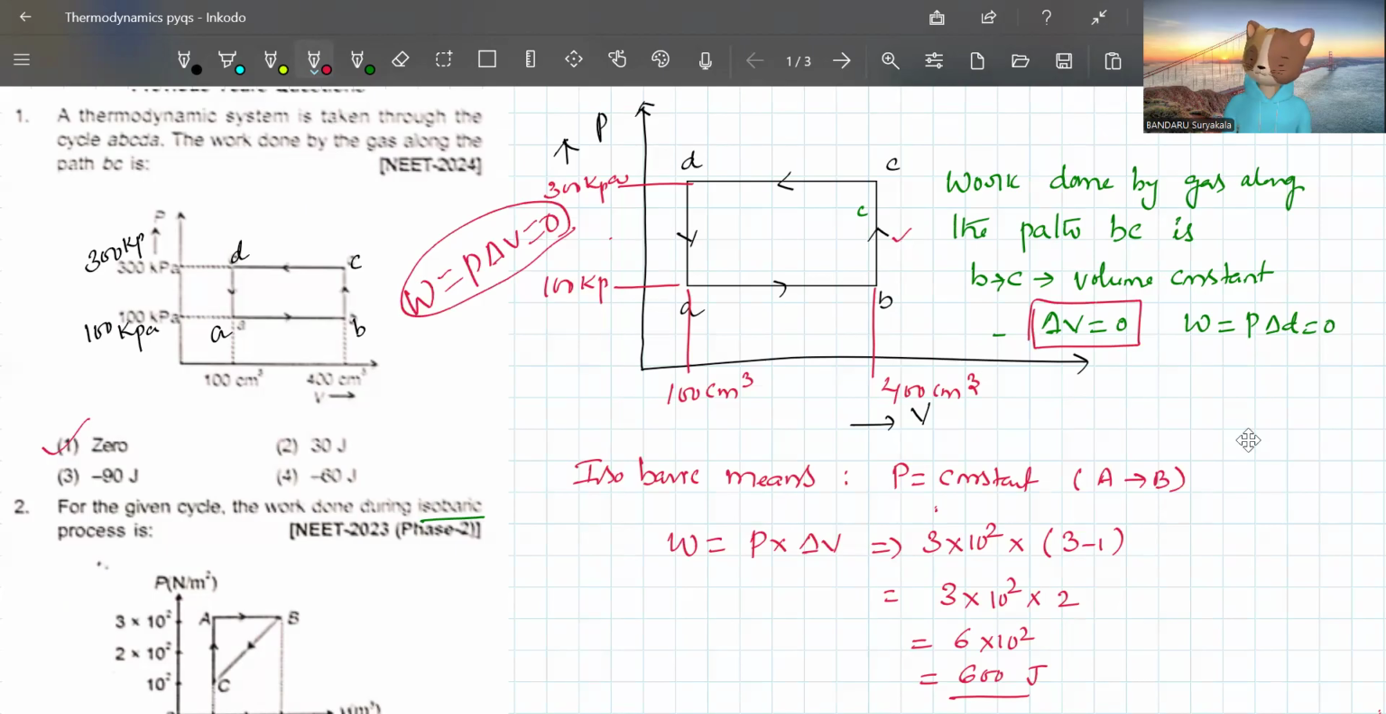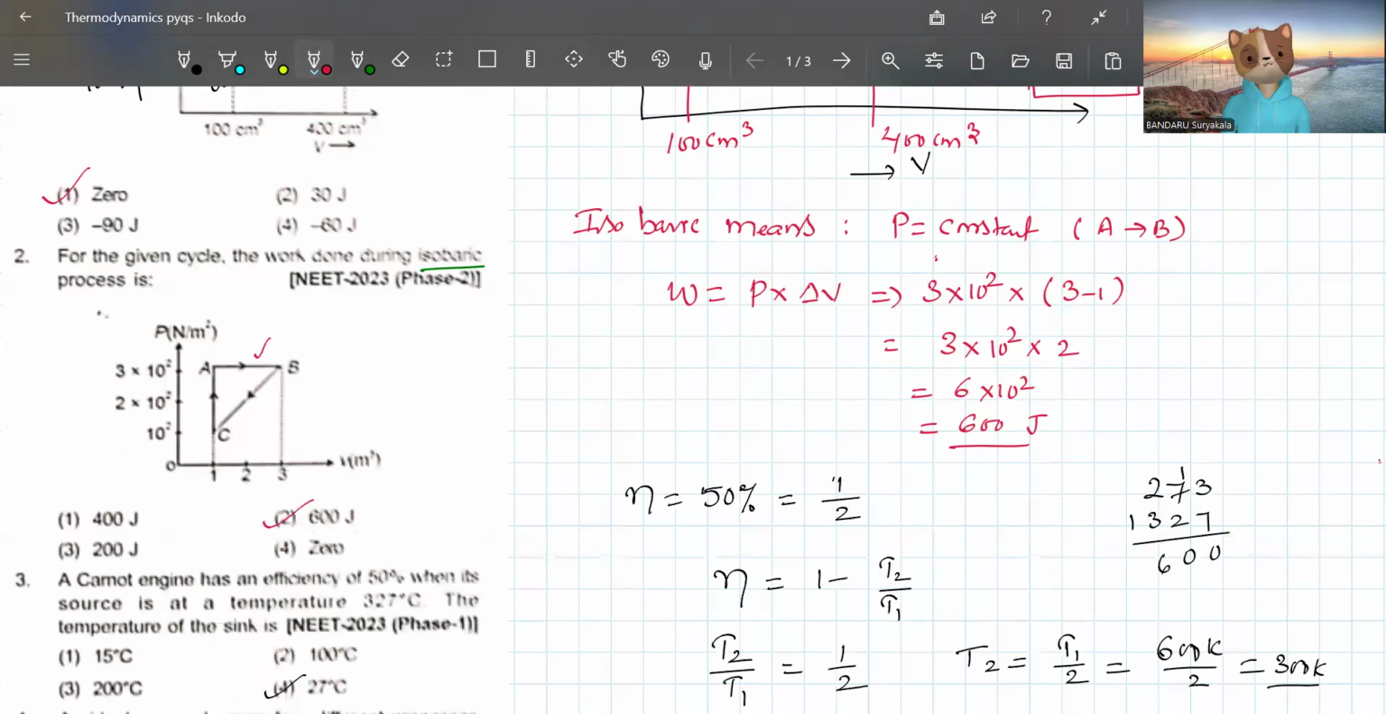Okay, now see the second problem. For a given system, they ask the work done during the isobaric process. Isobaric process means pressure constant. This is the process A to B. Pressure constant, and they ask the work done. In the isobaric process, A to B, the graph is perpendicular to the pressure axis.